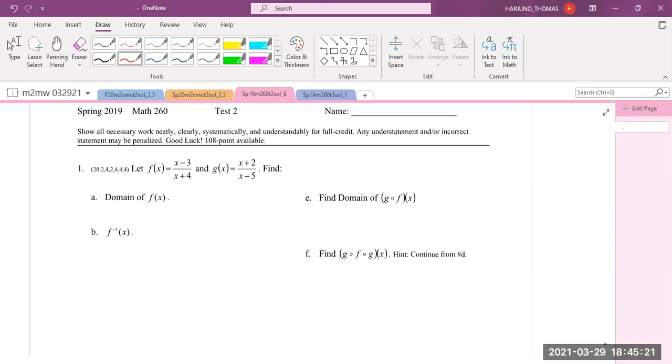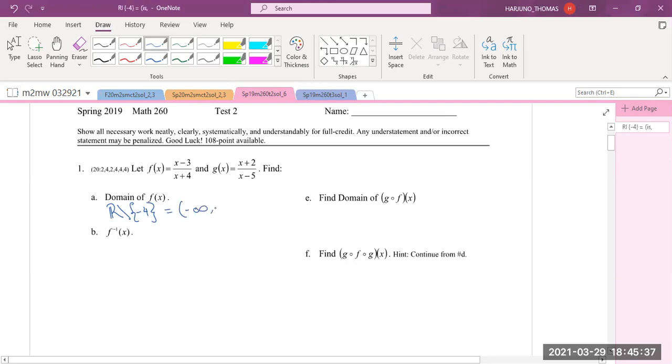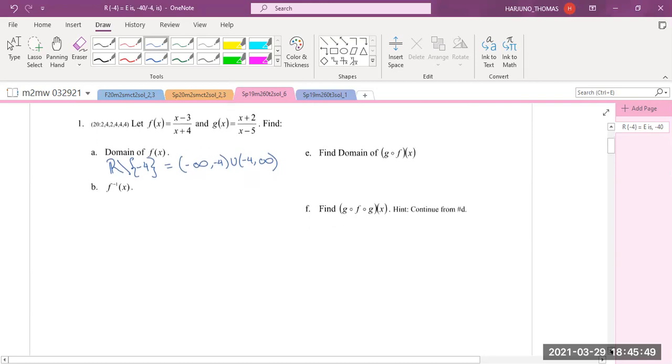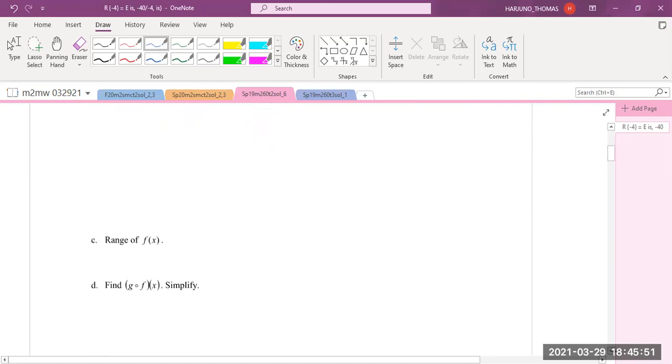Now, let's see here. What is the domain of this function f(x)? x cannot be negative 4, right? That should be an easy question. So the domain will be all real numbers except negative 4, or negative infinity to negative 4 union negative 4 to infinity. Now I will skip the inverse function until later. How about g compose f(x)? What is the g(x) again?